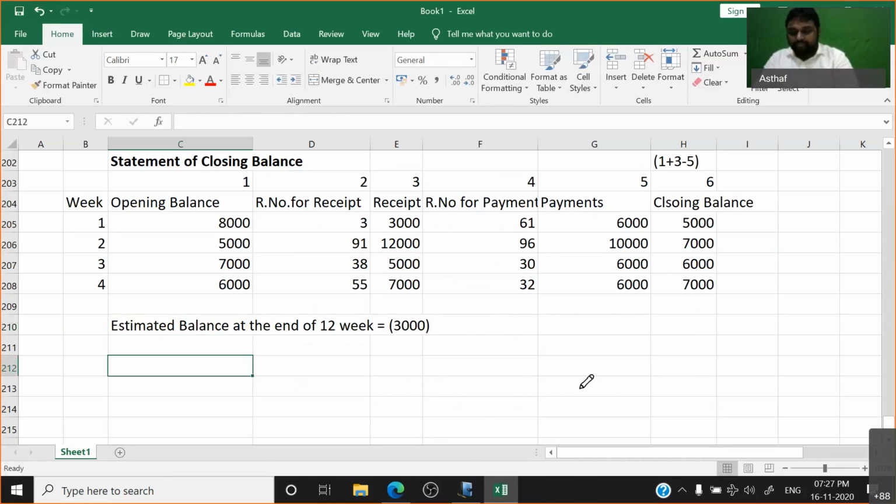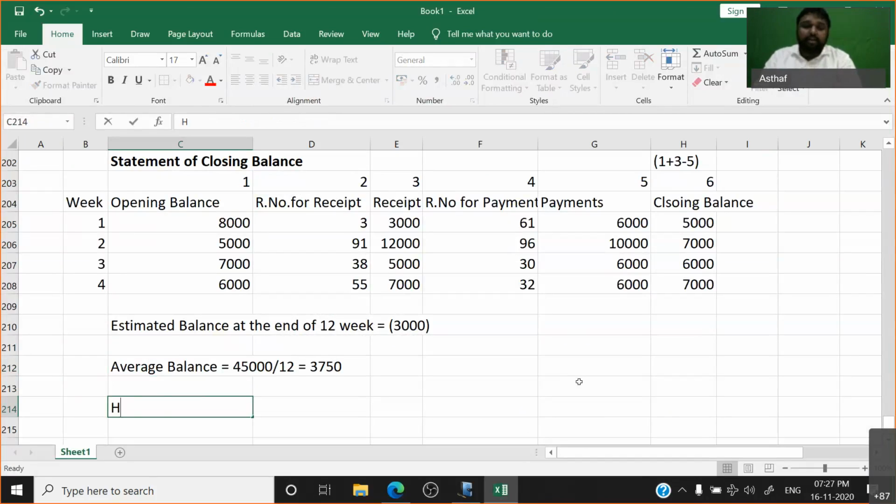Next they were asking average balance. I am giving the answer: 45,000 divided by 12, 3,750. Then highest, this kind of question will come for your online MTP. They will ask one by one question. So the highest weekly balance is what? Second and fourth week.